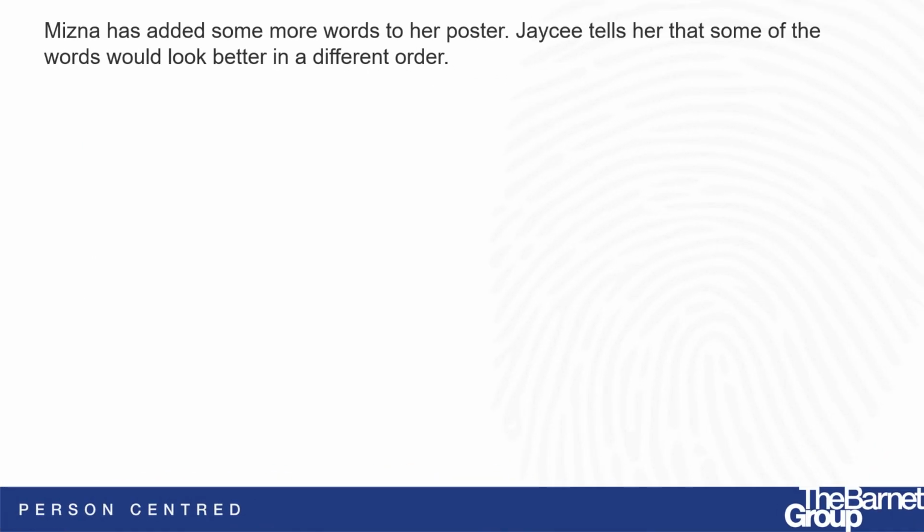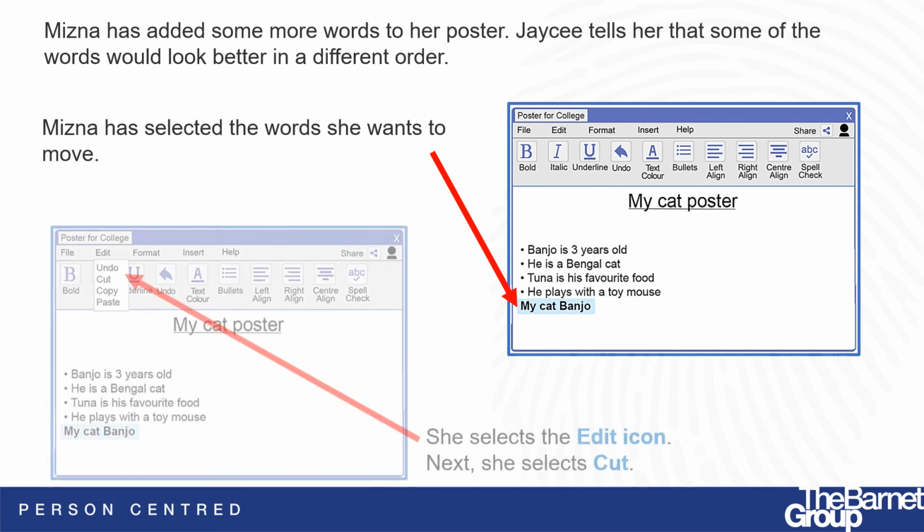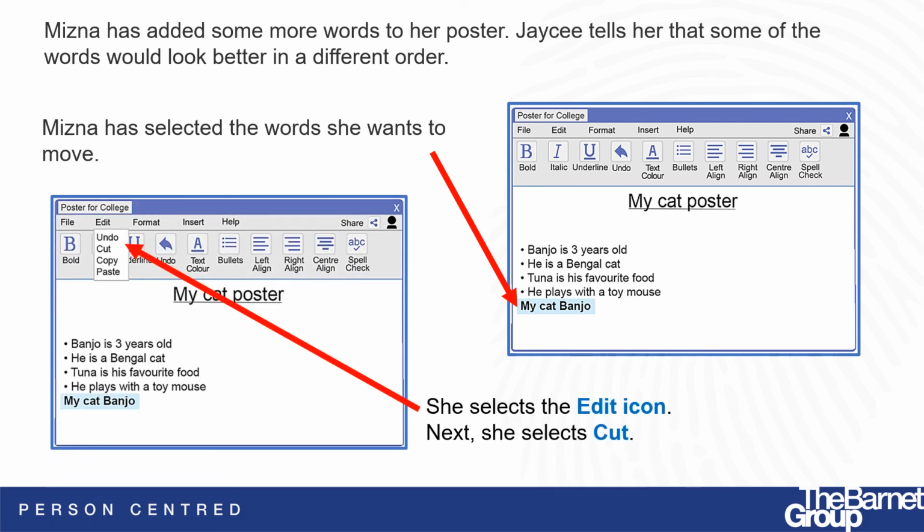Mizna has added some more words to her poster. JC tells her that some of the words would look better in a different order. Mizna has selected the words she wants to move. She selects the edit icon. Next, she selects Cut.